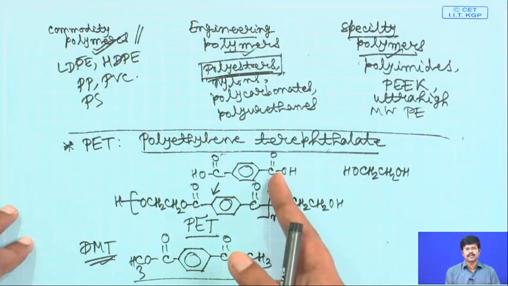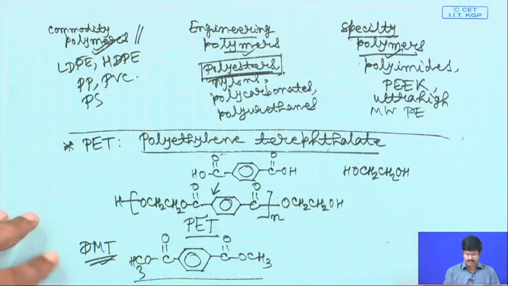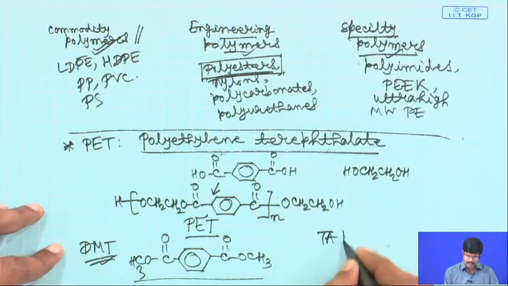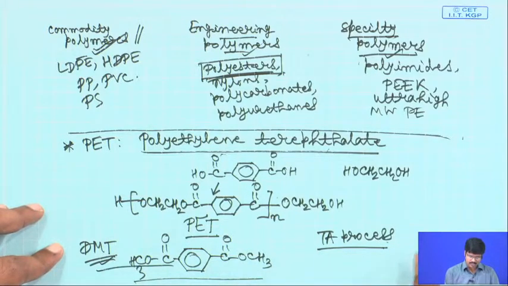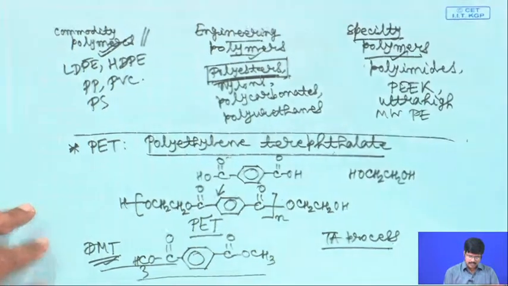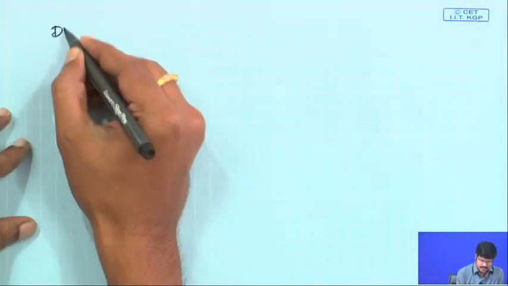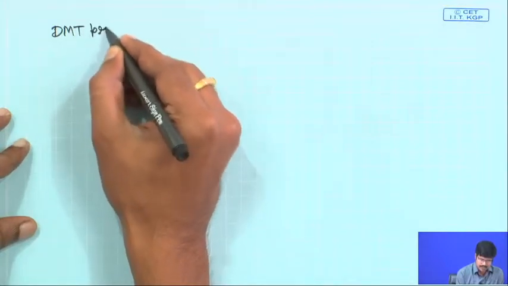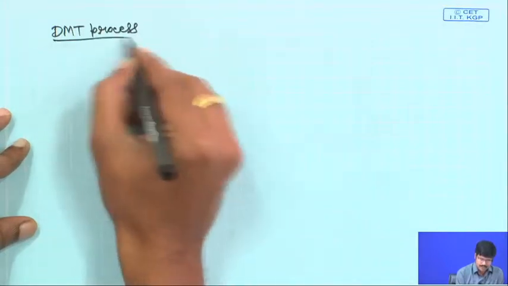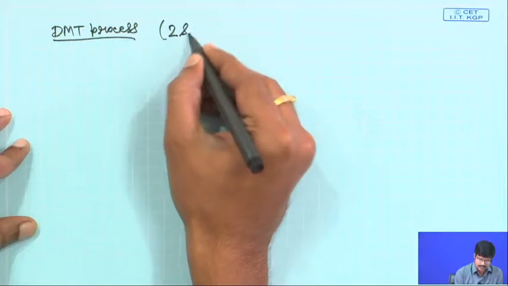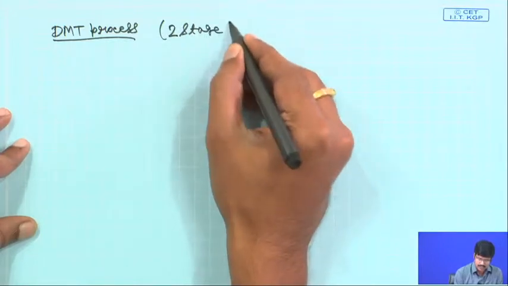You start with terephthalic acid. So, that is TA, that is terephthalic. Another process is a TA or terephthalic acid process. So, first we are going to talk about this dimethyl terephthalate process. So, basically this DMT dimethyl terephthalate process, this is a two-stage process.